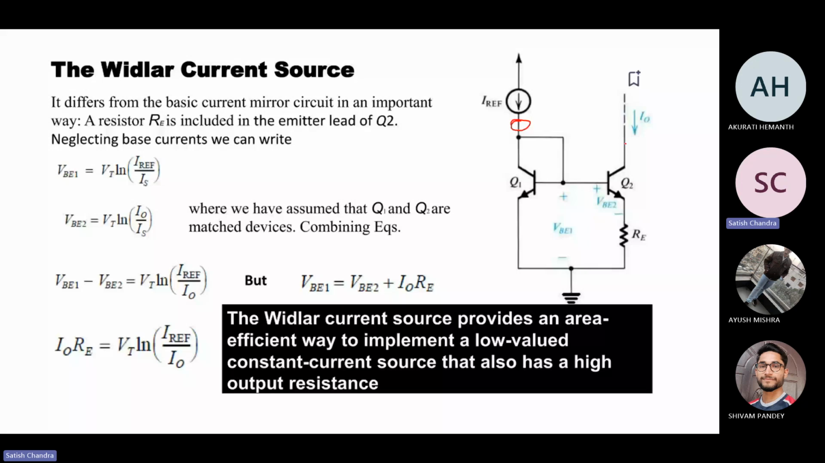We need to have a very mega ohm type of resistance. In that case, we require this kind of circuit that is called a Widlar current source. It differs from the basic current mirror circuit in one important way: a resistor RE is included in the emitter lead of Q2.